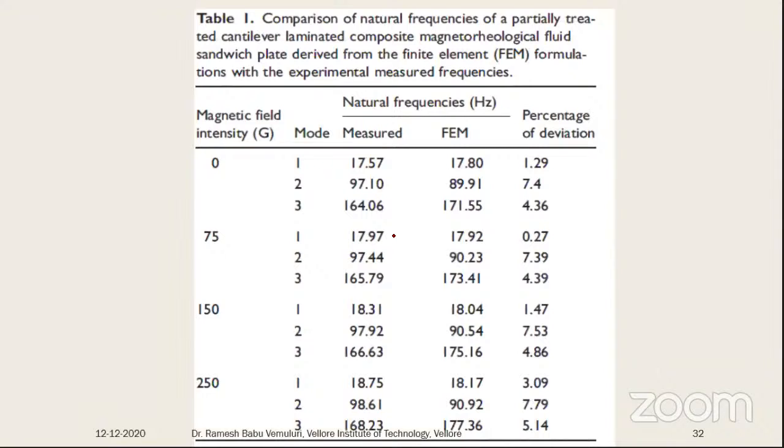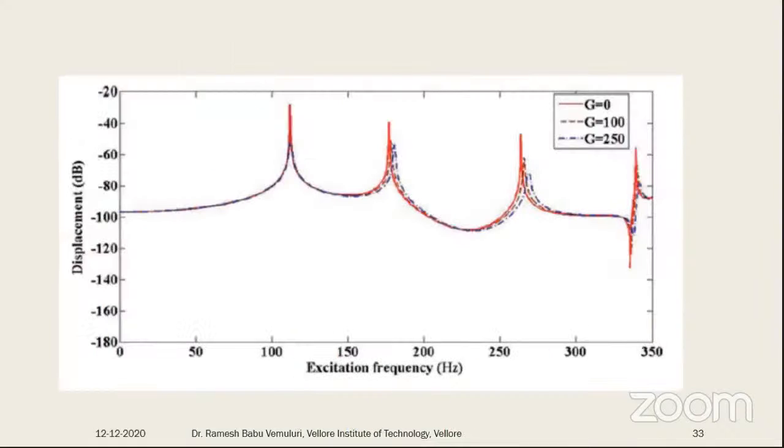Then these partial results were also compared with the FEM formulation. Here also we got a very good agreement between the finite element formulation or the analytical results and the experimental. So here we can check how the transverse vibrations can be reduced by applying a magnetic field.